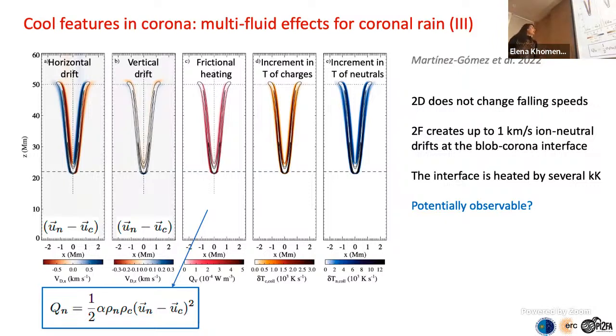And these drifts are important because, as I said, when we have drifts, the square of these drifts is proportional to the frictional heating, which is equivalent to the ambipolar heating.